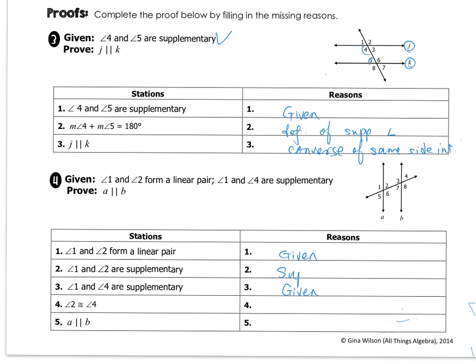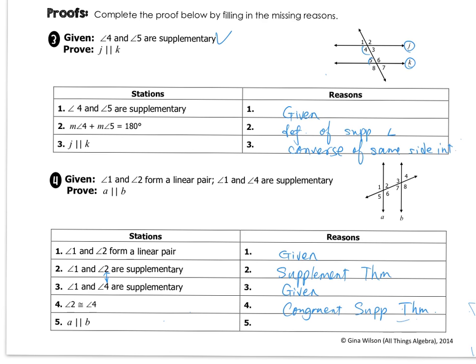That's the supplement theorem. Right? And then if they're supplementary, 2 and 4 are congruent. So this is congruent. We haven't seen this one for a while. This is the congruent supplement theorem. Remember, if angle 1 and angle 2 are supplementary, and angle 1 and angle 4 are supplementary, that makes angle 2 and 4 congruent. The relationship is here.